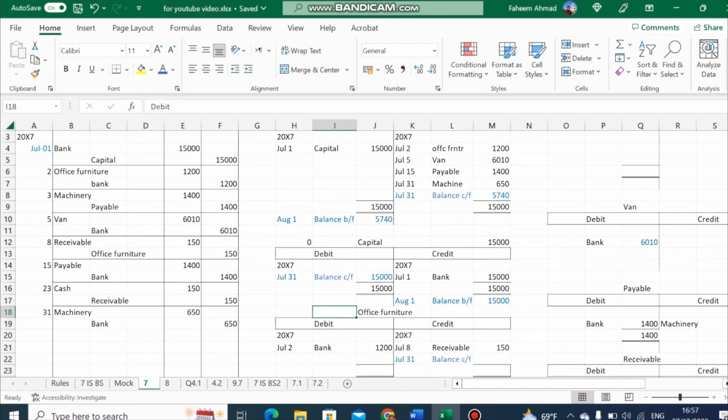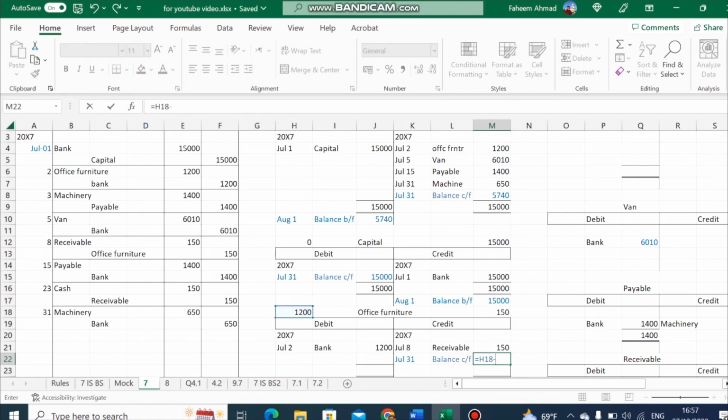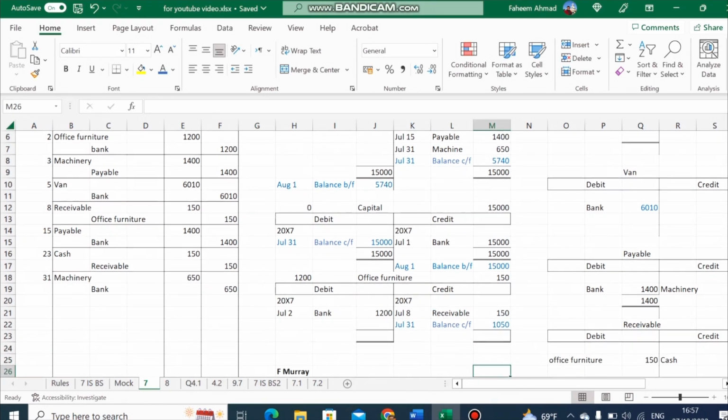Okay, what is the total of debit side? I can see 1200. What is the total of credit side? I can see 150. So what is the difference? Difference is 1200 minus 150. So I got 1050.